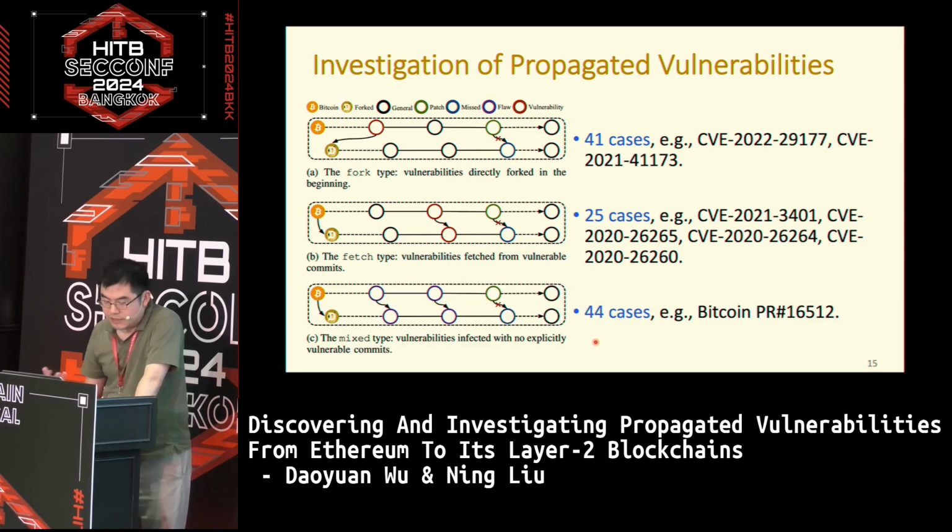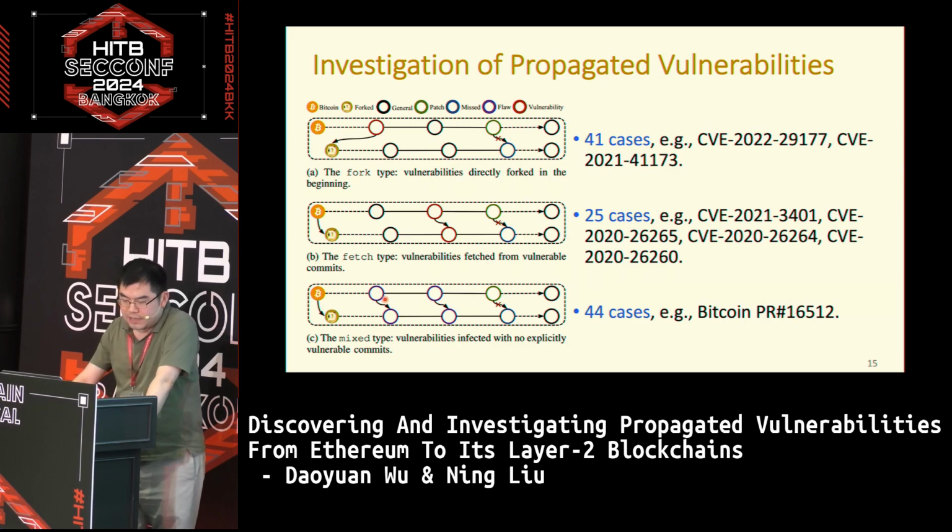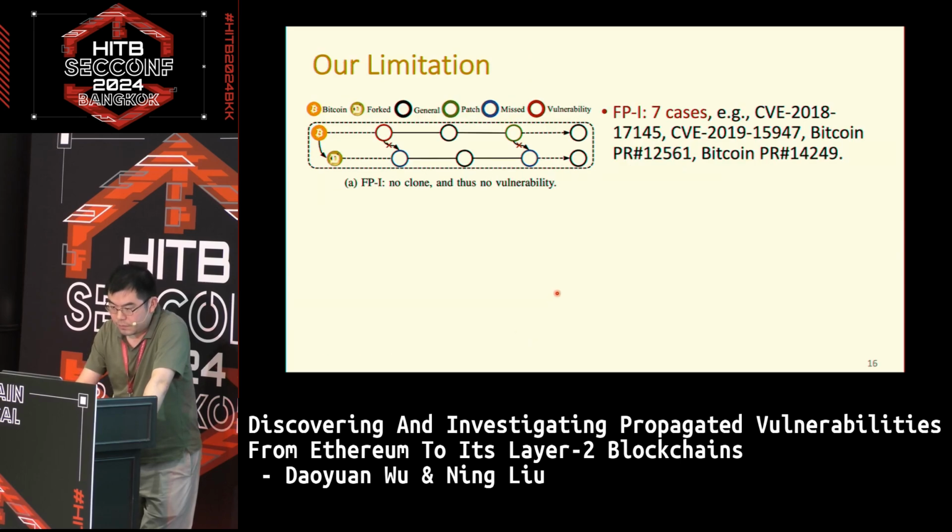And there is also another category, which is more complicated. There are around 44 cases belonging to this category, so we call it the mixed type. That means the vulnerable code doesn't appear in just one commit. It could appear in multiple commits. But the patch commits were not timely fetched to the layer 2 network.